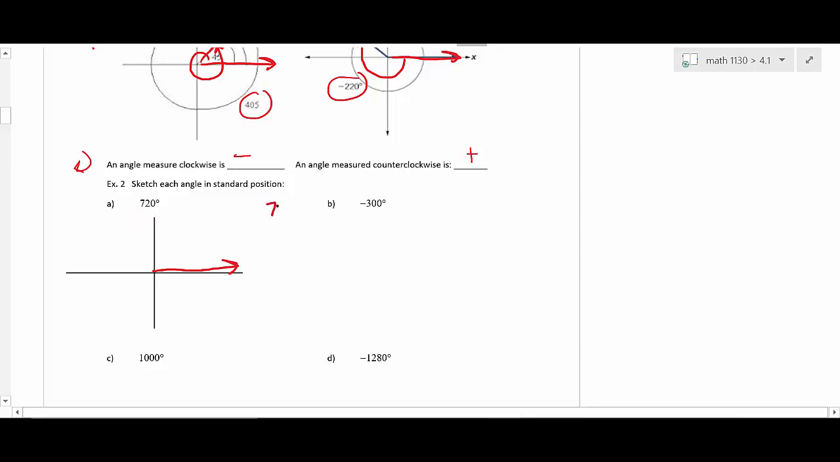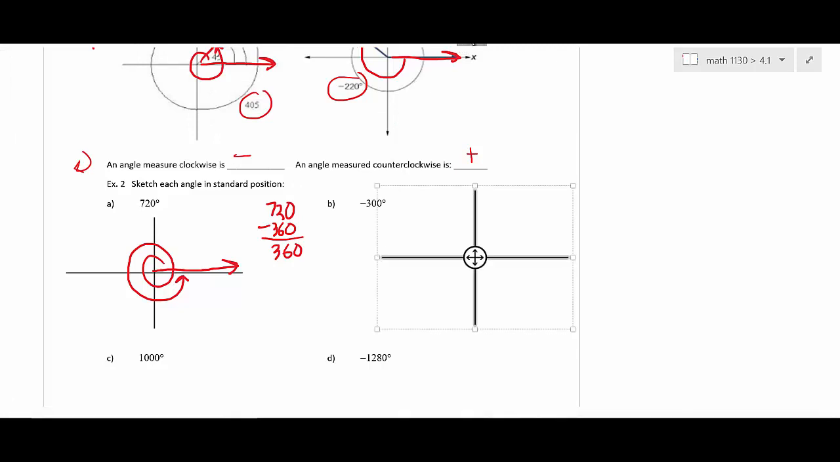So what you'd want to do is 720 minus 360, and that gives you 360 left over. So what it really means is you would be going one full lap counterclockwise, then a second full lap counterclockwise. So it's actually just like a straight angle. The initial side and terminal side are in the same place. Does that make sense? So 2 laps around the circle is 720. That's how that goes.